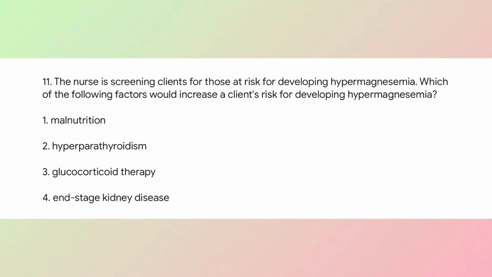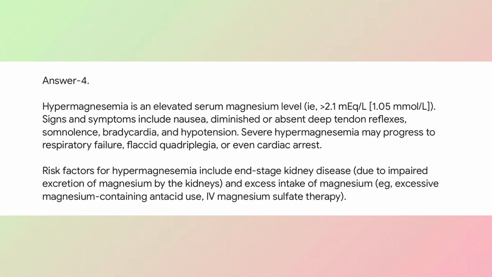11. The nurse is screening clients for those at risk for developing hypermagnesemia. Which of the following factors would increase a client's risk for developing hypermagnesemia? 1. Malnutrition. 2. Hyperparathyroidism. 3. Glucocorticoid therapy. 4. End-stage kidney disease. Answer 4.